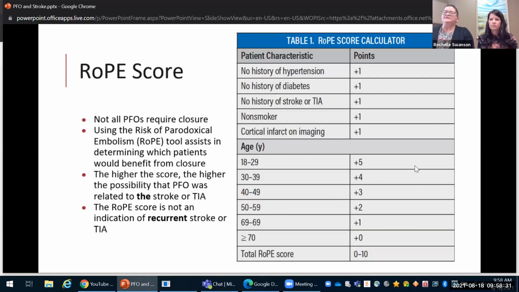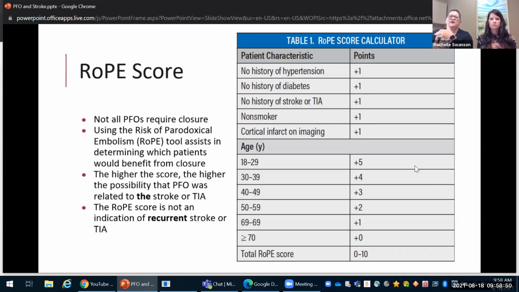So then if they discover the PFO, they're trying to determine was that related to the stroke that you just had, or is this an incidental finding? So they have this risk of paradoxical embolism, or the RoPE tool. And so they look at your characteristics.